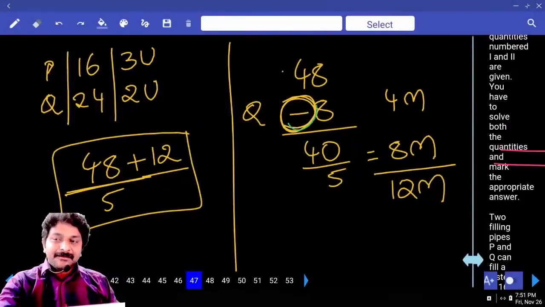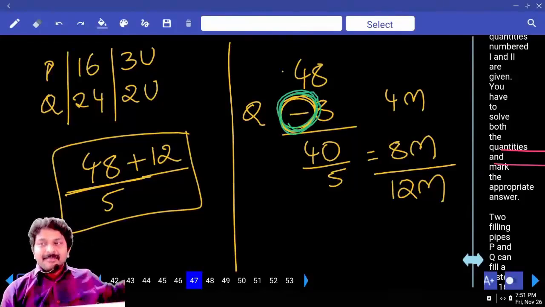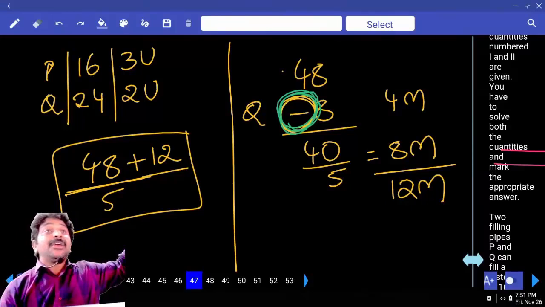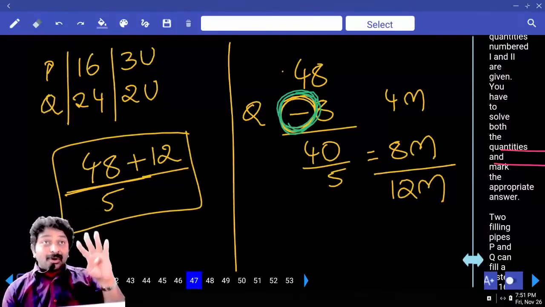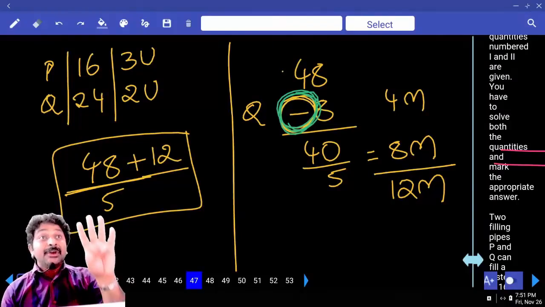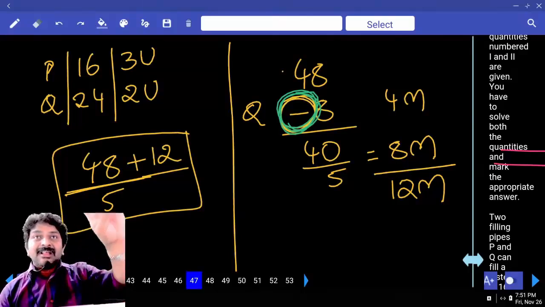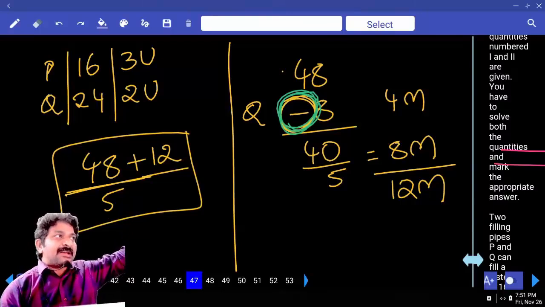Are you able to understand? Why are we subtracting here? Because there we know the information regarding Q's work, and in the last 4 minutes I know the time period for which Q worked. Q worked for how many minutes? Last 4 minutes. I have that information. Based on that information, we subtracted units.